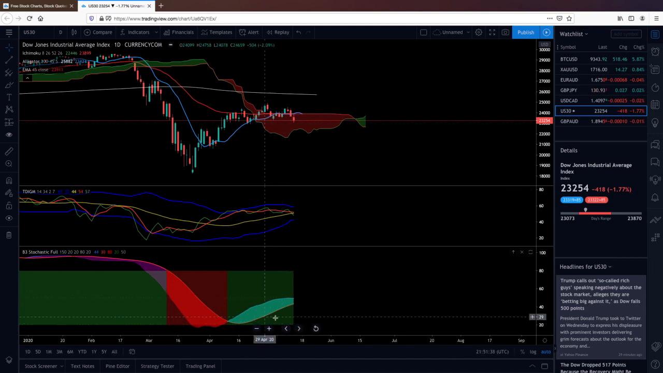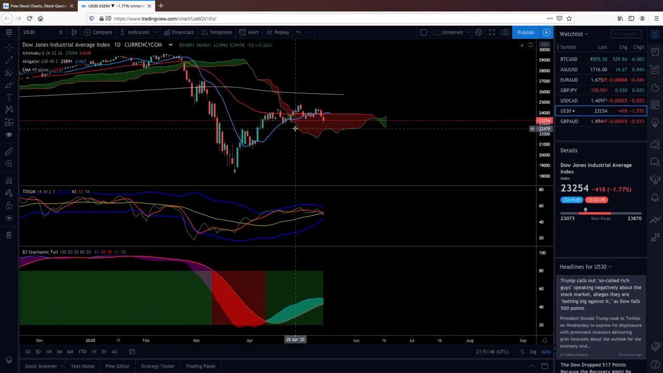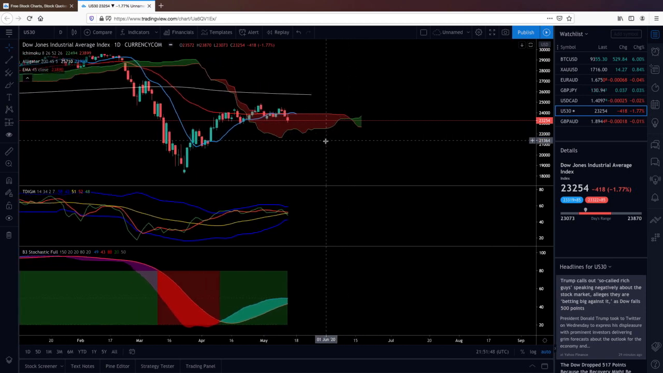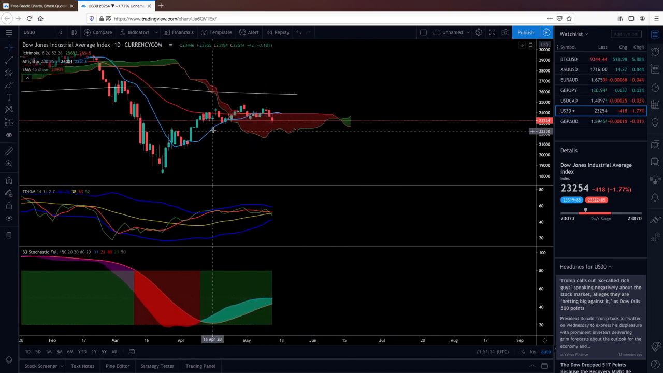Look at this because this is very, very powerful. Look at the stochastic. You got green and it's under the 200. Really, it being under the 200 is good enough. Okay, another thing, the blue line is under your red line, which is your trend changer line.